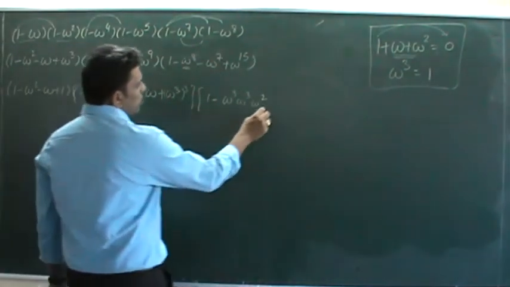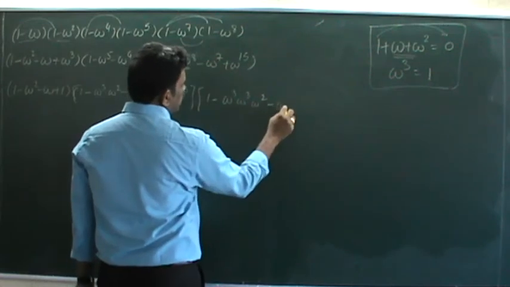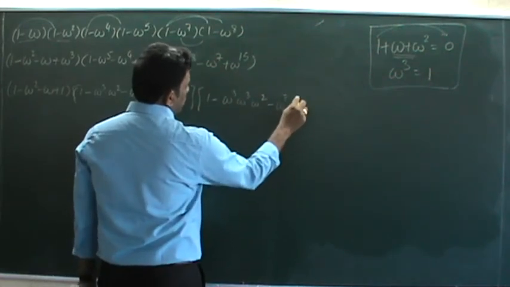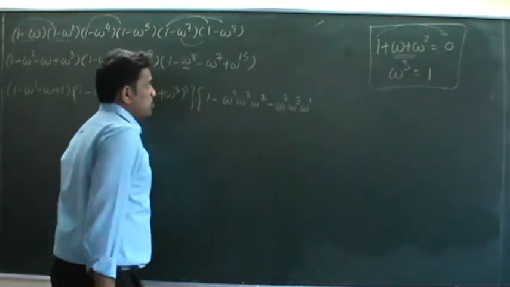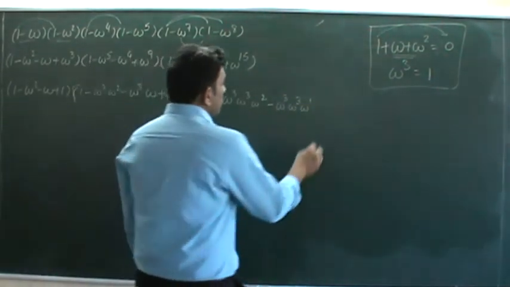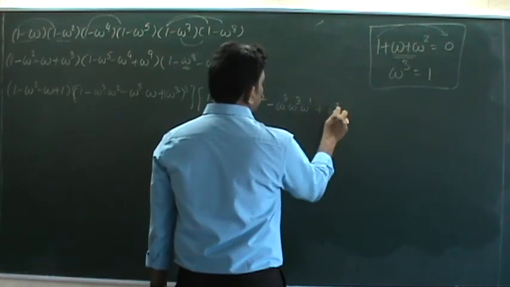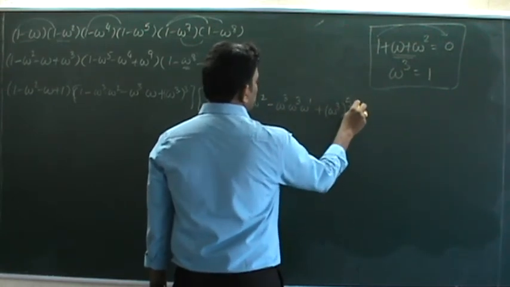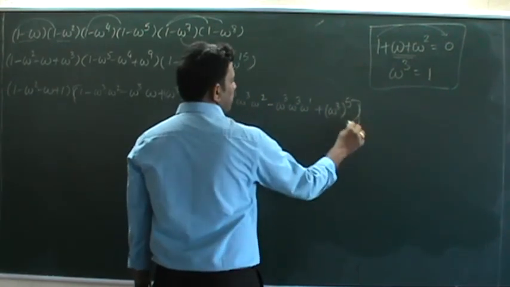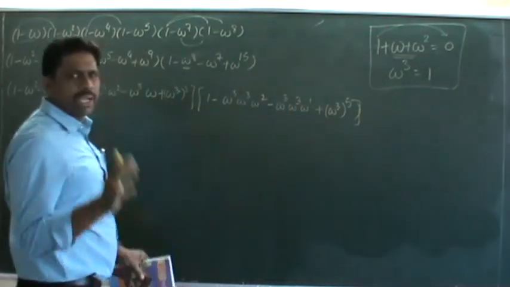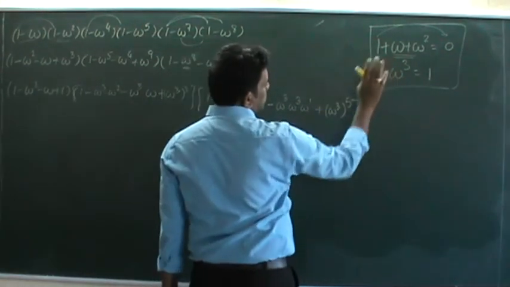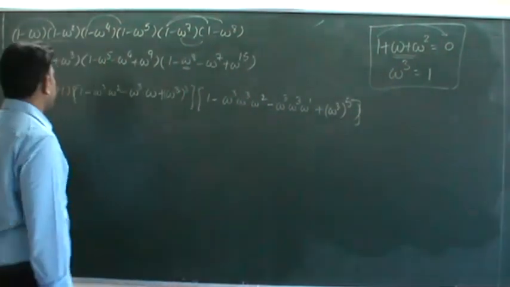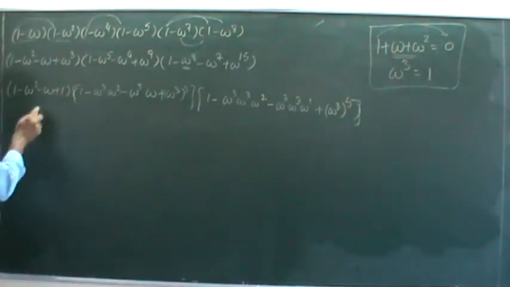Now this omega power 7, this one also we can write as omega cube whole square into omega, because 3 plus 3 is 6, plus 1 is 7. And this omega power 15 is omega cube whole power 5, because 3 5s are 15. Whatever is there, we are using only two of these, this one and this one, and simplifying.